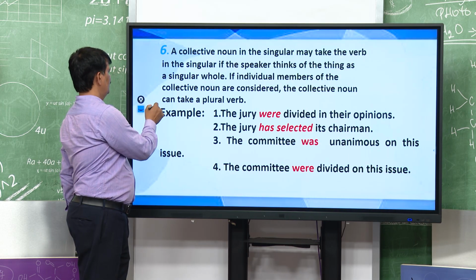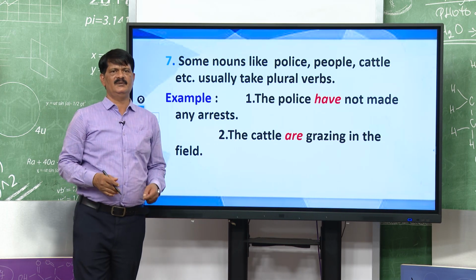Then we will go to the next, number 7. What is number 7? Some nouns like police, people, cattle, etc. usually take plural verbs. Police is not singular, people is not singular, cattle is not singular. The police have not made any arrest. Here the police means plural, but a policeman is singular. The police have not made any arrest.